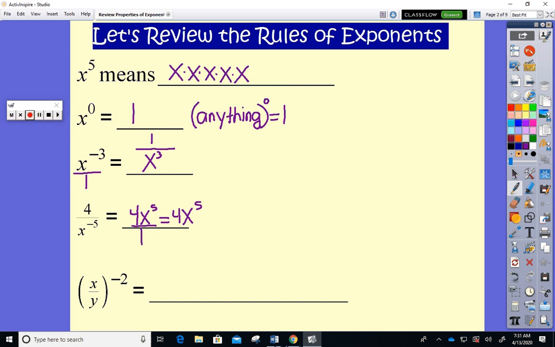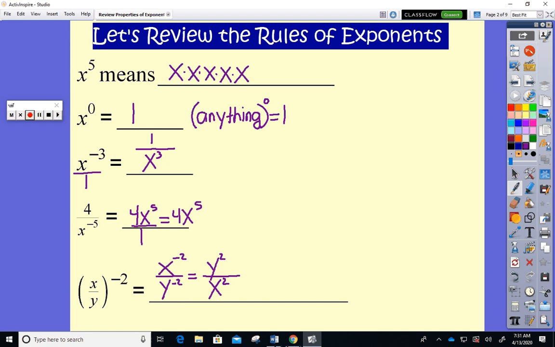Now, when you look at the x over y to the negative 2, you can look at it as x to the negative 2 over y to the negative 2. And then I don't want the negative 2 with either the x or the y, so the x to the 2 goes to the bottom, so I won't have a negative exponent, and the y to the 2 goes to the top, so I won't have a negative exponent.